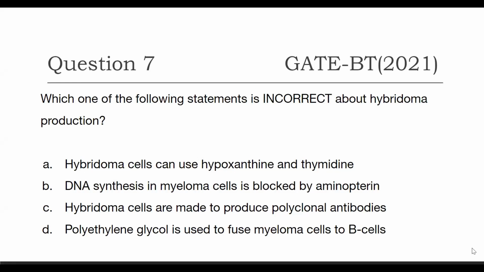Welcome everyone. Today I'll be solving question number 7 of the 2021 GATE Biotechnology paper. The question is: which one of the following statements is incorrect about hybridoma production? And there are four options given to you.